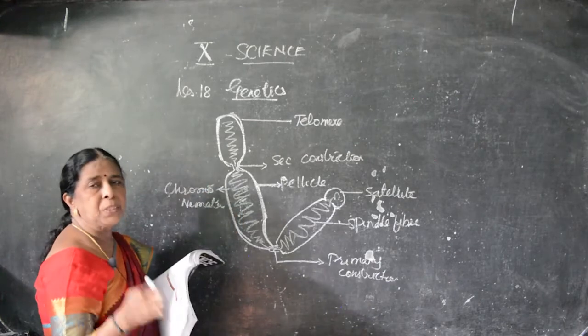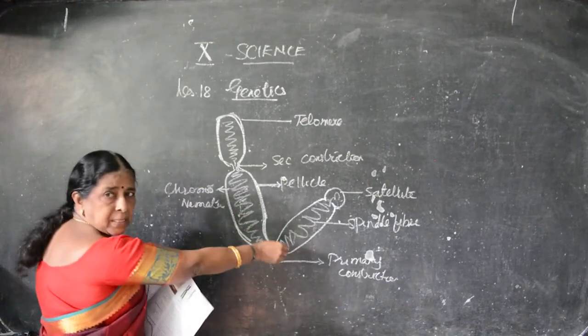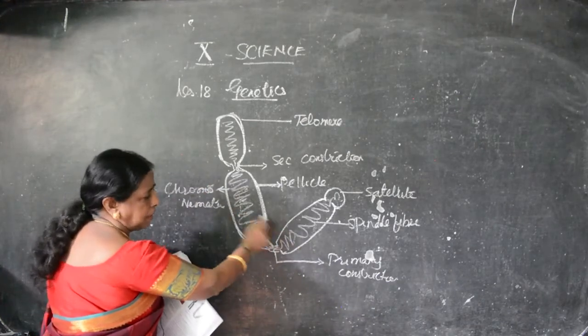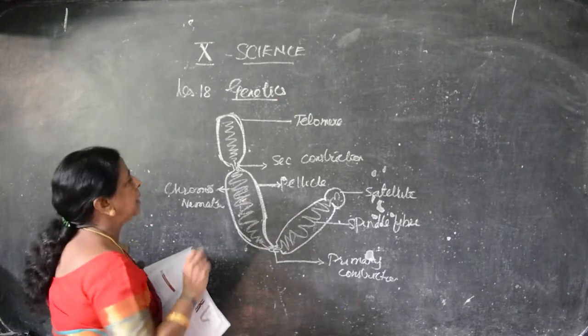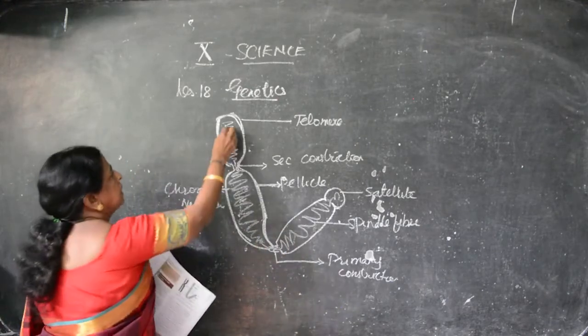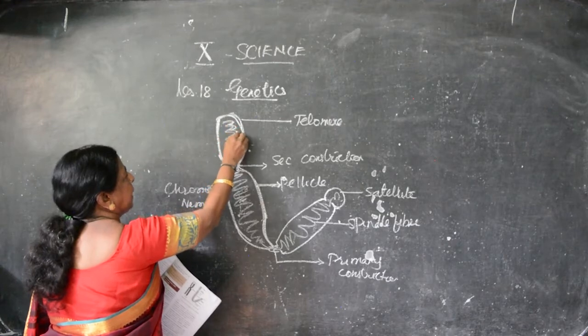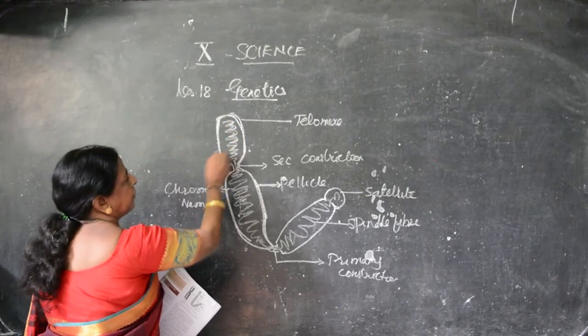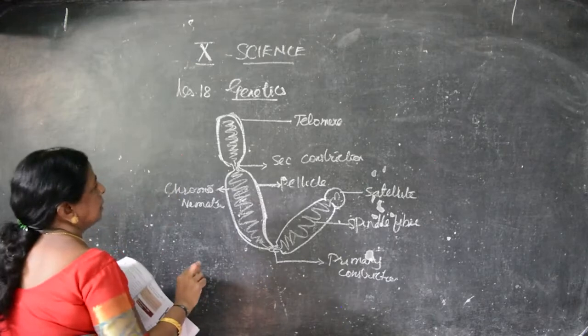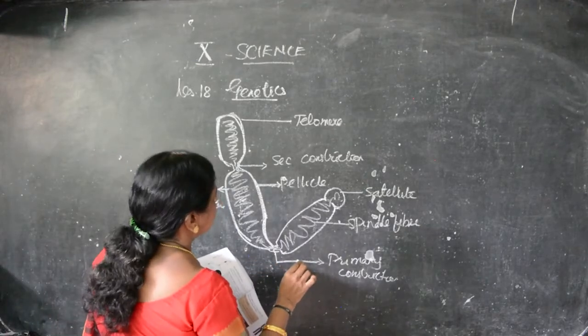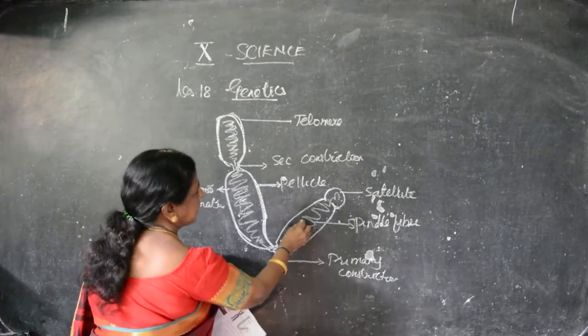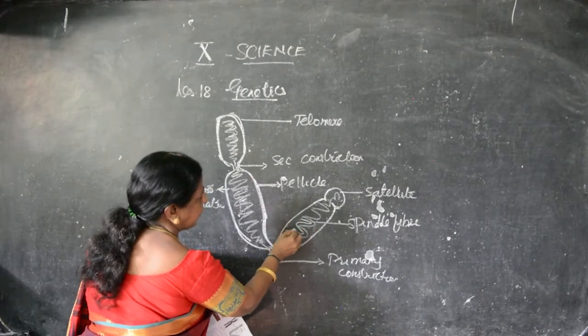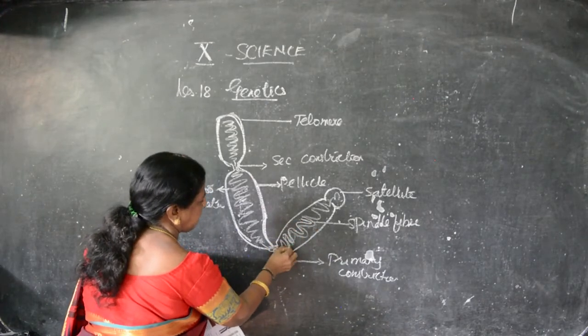Actually the chromosome has 2 arms. This is one arm, this is one arm. Both arms are joined together. Inside the chromosome you can see this kind of double layer. I made only single, but it is double. This is known as spindle fibers. This is known as what? Spindle fibers. Double layers should be there.